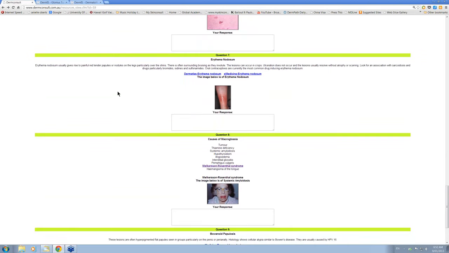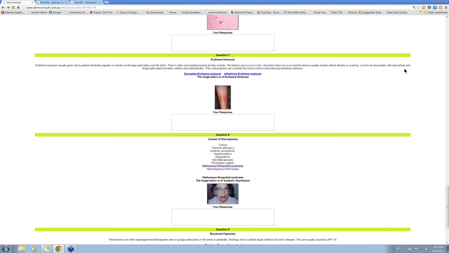Erythema nodosum, we've gone into that already. Just a little bit of revision. Painful red tender papules and nodules in the legs, particularly over the shins. Surrounding bruising is the involute. Can occur in crops. Ulceration does not occur, as against erythema induratum, and lesions usually resolve without atrophy or scarring.